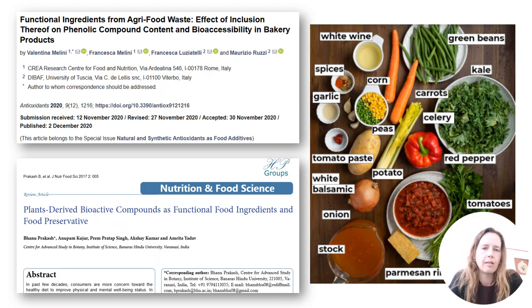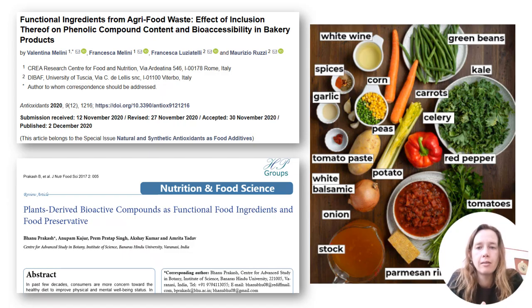Here are some publications about functional ingredients from agri-food waste and the effects of including phenolic compounds, and the possibility in bakery products. I like this article because first they are using food waste. In this case, they were talking about peels, seeds, and this kind of waste that you have when you are using vegetables. And they are running until the end of the chain. So they're using these as ingredients and studying them in bakery. I think it was bread that they made, or cookies, I don't remember. A good way to go.